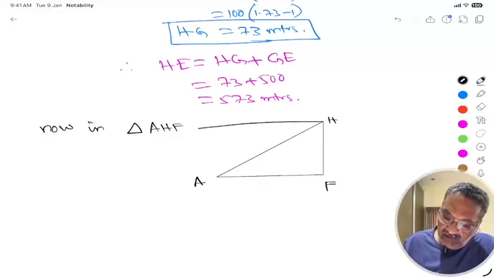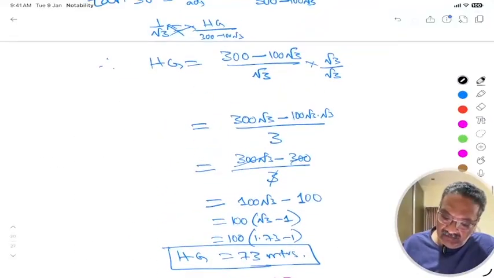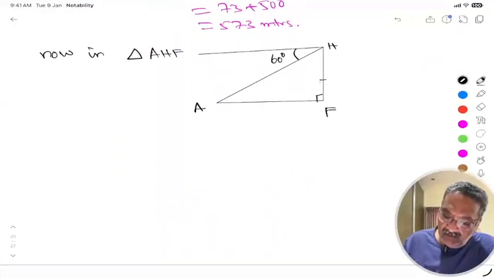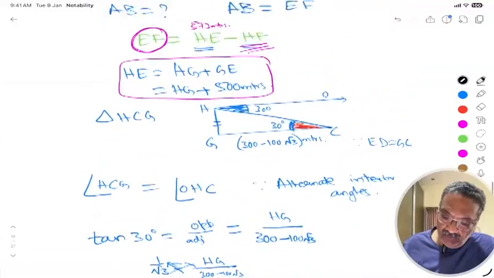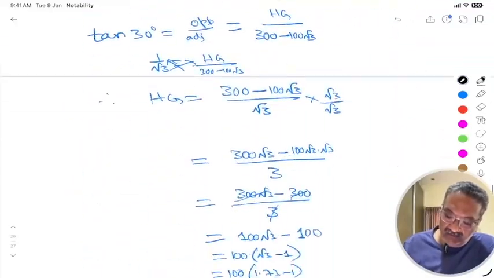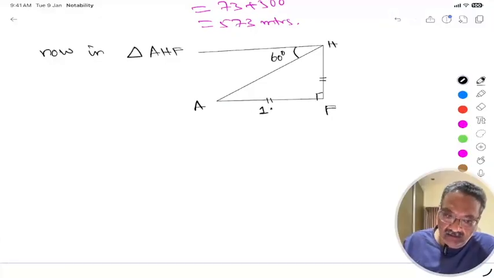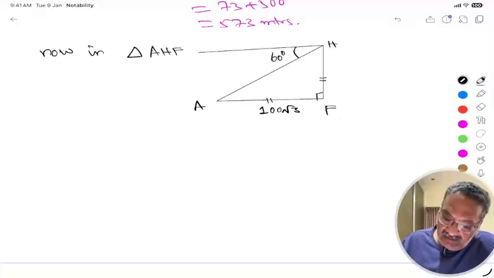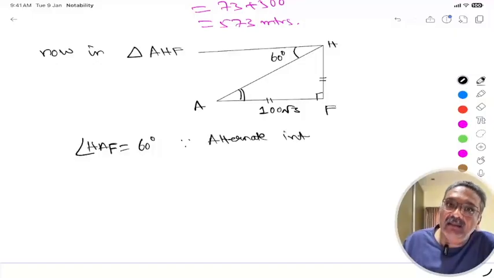If I draw a parallel here, this is given to be 60 degrees, this is 90 degrees. How much is HF? I do not know HF, it has to be found. Then what else do we know? Do we know AF? AF is nothing but 100 root 3. Okay. So now this is 60 degrees, so what does this become? Angle HAF will be equal to 60 degrees because of alternate interior angles. So this is 60 degrees.